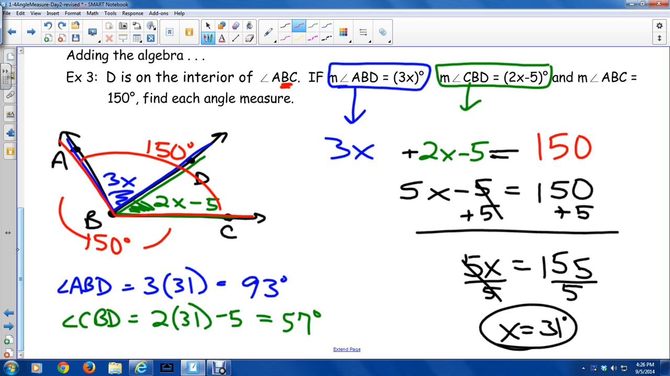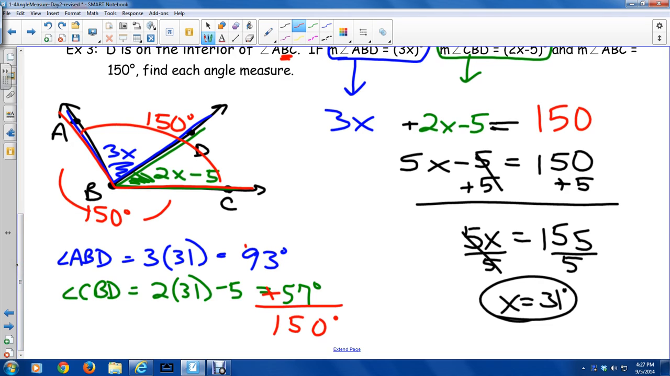Good double check: take the 93 and add it to the 57, and that does come out to 150 degrees. That's a good indication that I did the problem correctly. Everything works out in the end. It's angle addition postulate using angles.